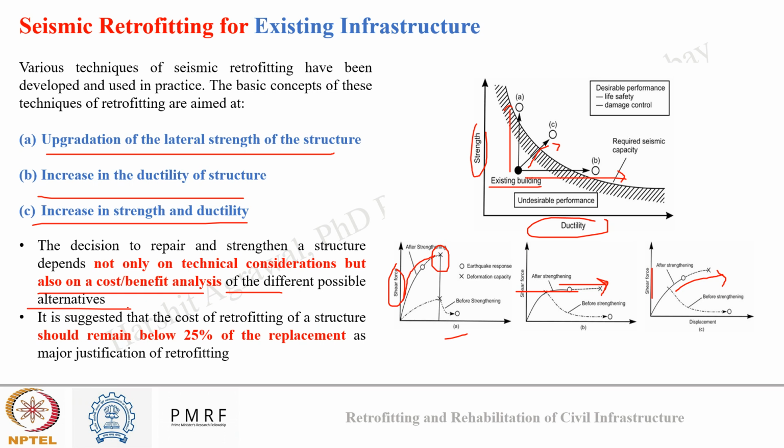Okay, so generally it is suggested that the cost of retrofitting a structure should remain below 20 to 25% of the replacement cost, as a major justification for retrofitting. So if the cost of retrofitting is below 25% of the cost that would be incurred for the replacement, then it is suggested to go for retrofitting. Else, it is suggested to go for replacement.